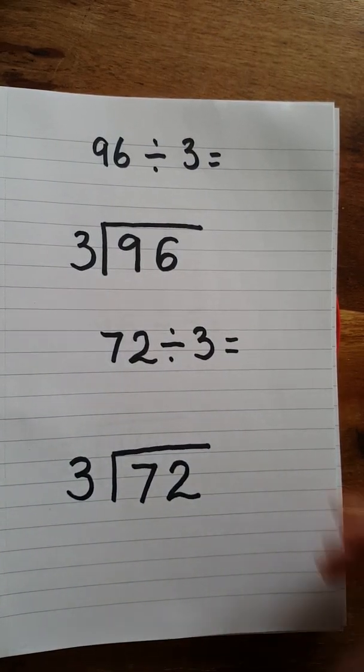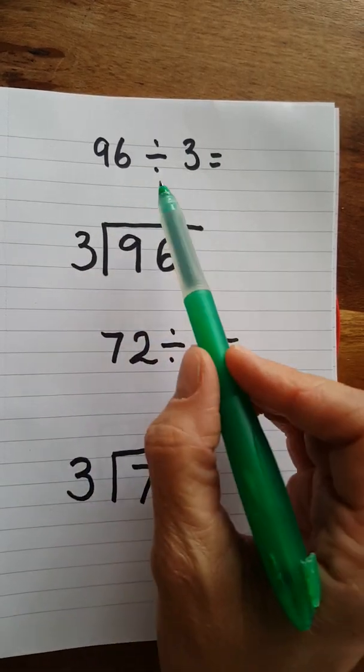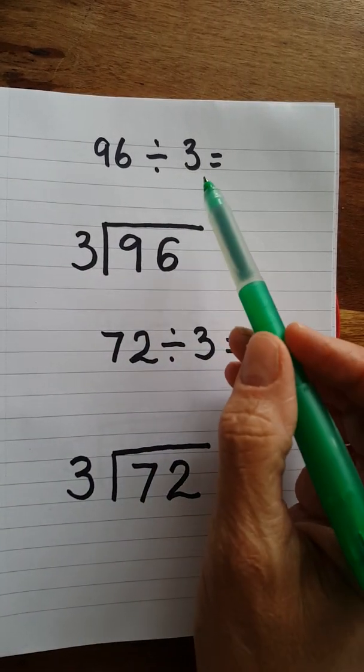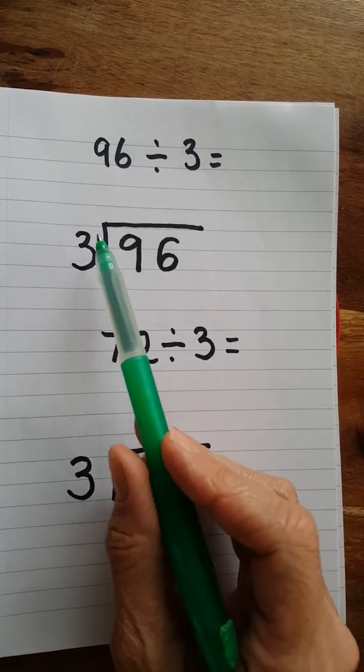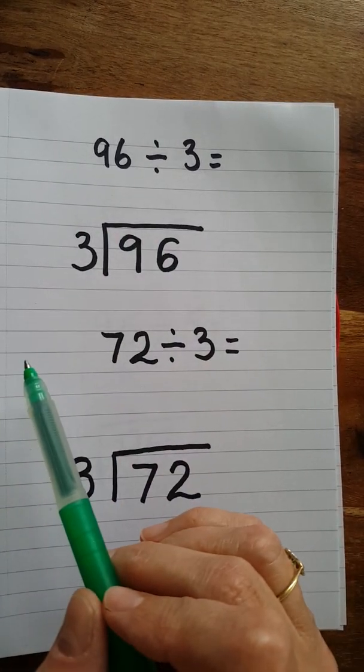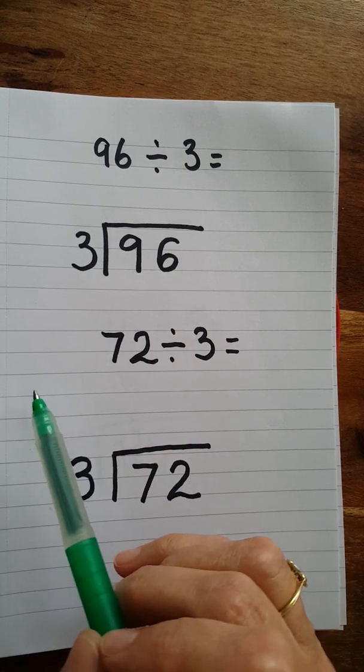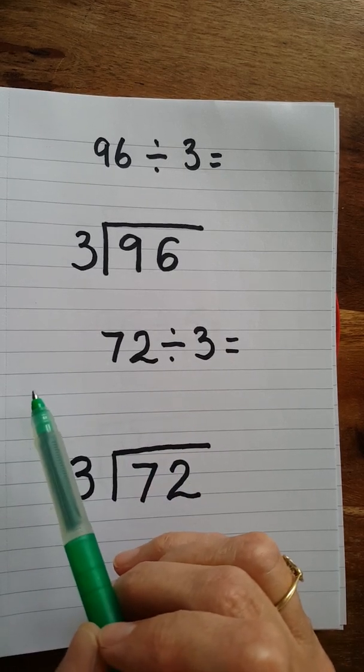So you can see here at the top of the page I've got 96 divided by 3, or how many 3s in 96. So we put the 96 under the bus shelter, if you like, and the 3 that we're dividing by on the outside. And then you do the same thing.